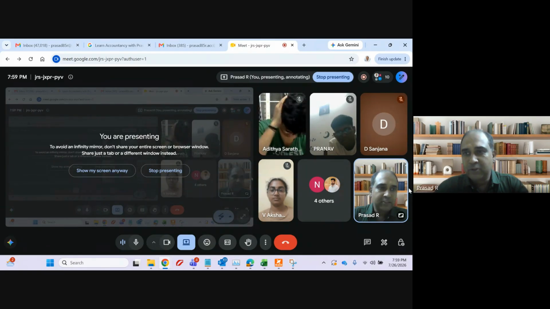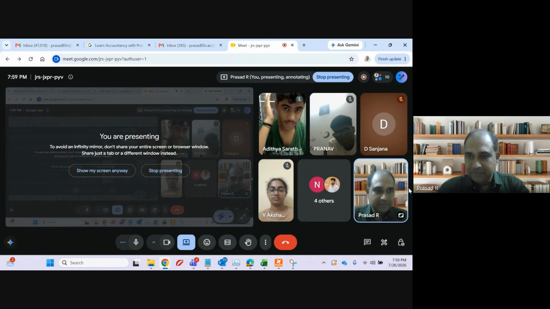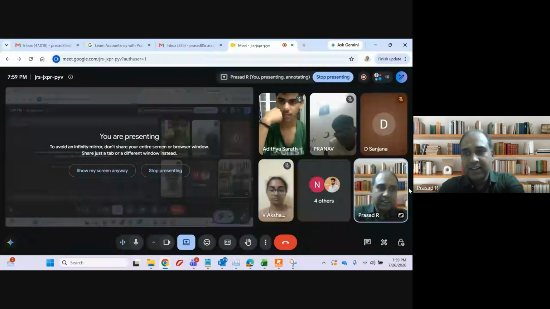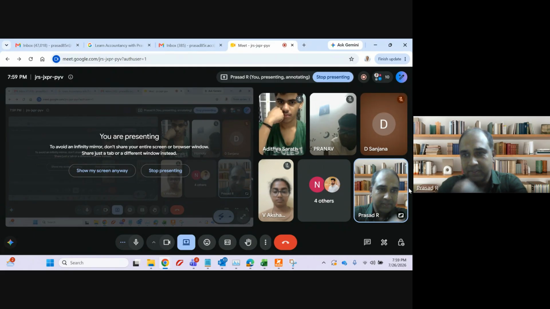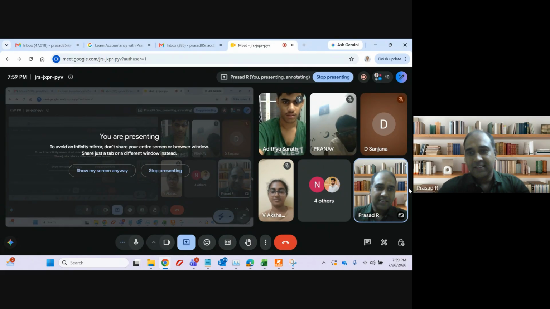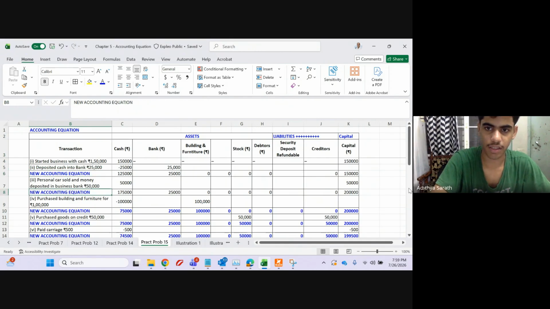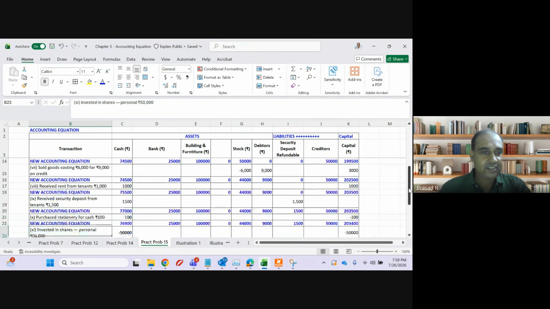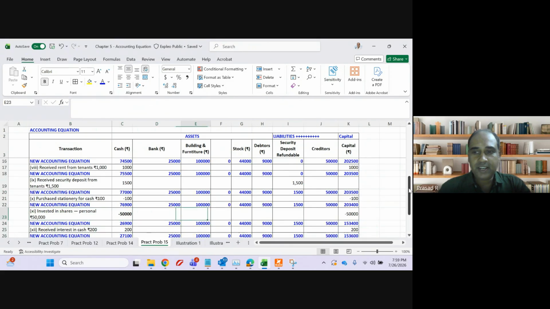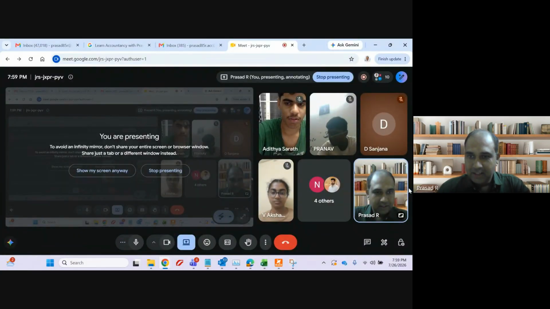So I already gave this as homework. Anyone got the correct answer for question number 15? No one got? Where did we get stuck, guys? Let me discuss this. Invested in shares, personal. Invested in shares will be minus 50,000 in cash and minus 50,000 in capital. It's a drawing, right? If I'm doing something for personal use, it becomes a drawing.